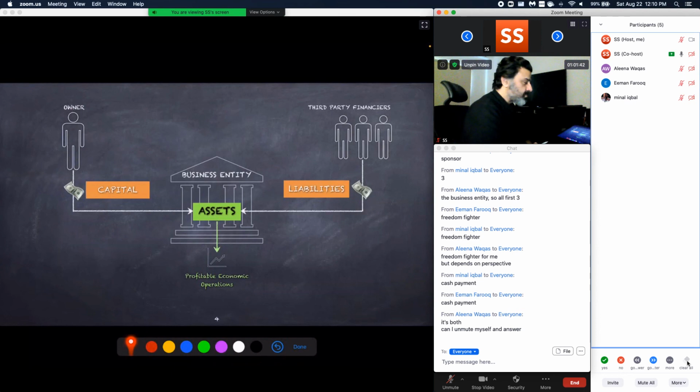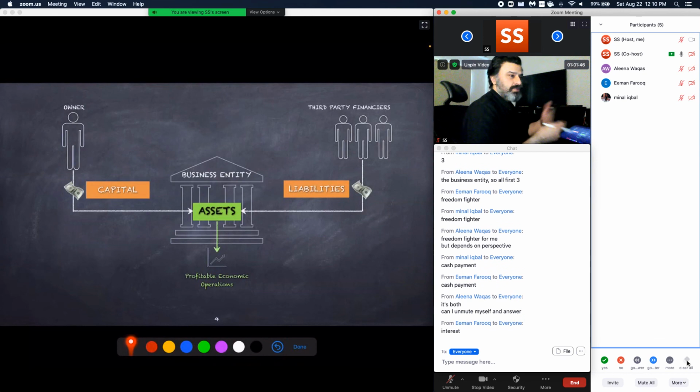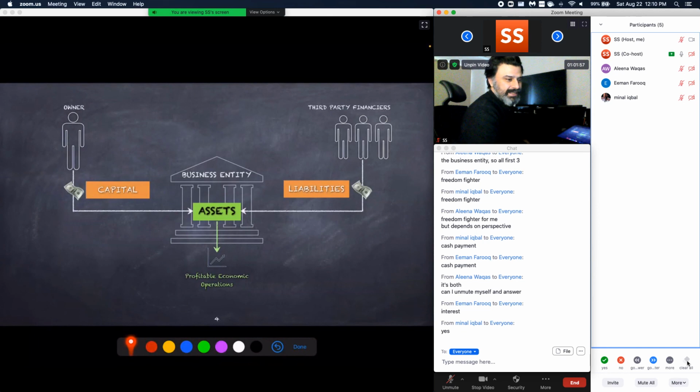What incentive do third-party financiers or external investors have in you? Why did they provide you with these funds? Iman Farouk, excellent. Interest. Minal, you agree with Iman's answer? Alina does, right? Yes, excellent.